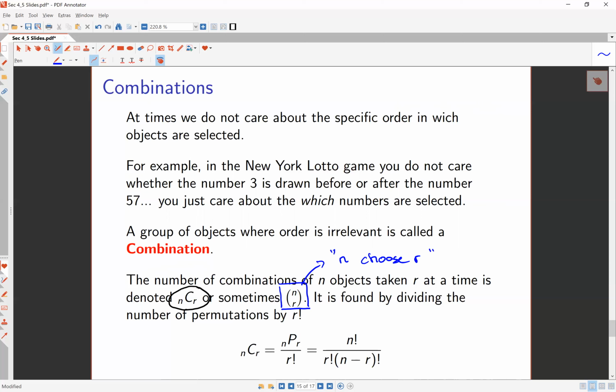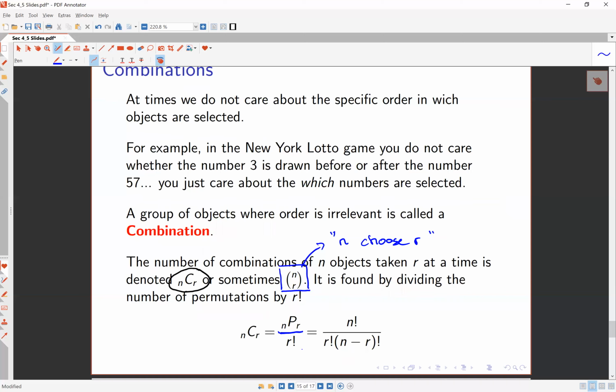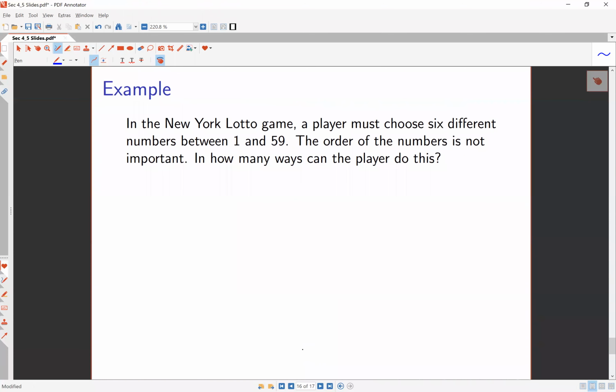And there's a connection between combinations and permutations. You can always find the number of combinations by taking the number of permutations and dividing by R factorial. Or we can write all of this in terms of factorial. The number of combinations can be written as N factorial over R factorial times N minus R factorial. But again, there is a combination button on your calculator which streamlines this a whole lot. But let's take a look at two quick examples.